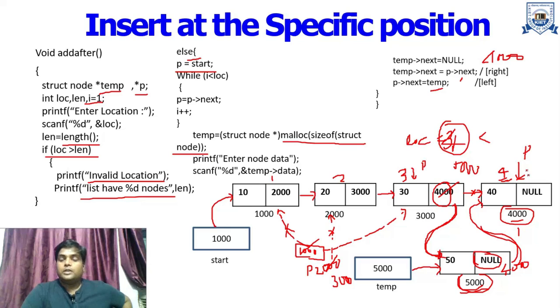Now if we want to add this particular node after this node, this null value must be replaced by the address of 10. So what we do is P2 next is equal to 10. Whatever our temp value was, that comes to P2 next. In temp we had 5000, so P2 next basically contains 5000.